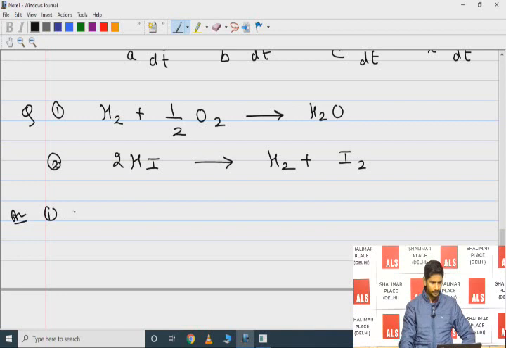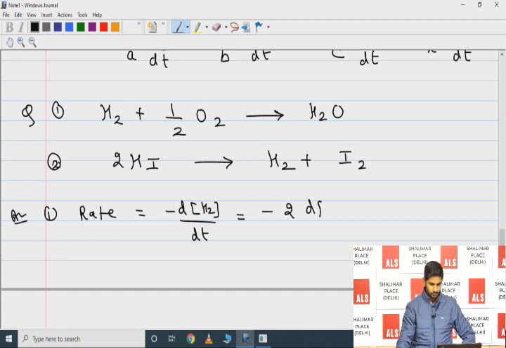For the first part, rate of reaction would be minus dH2 by dt is equals to minus twice of dO2 by dt is equals to plus dH2O by dt.